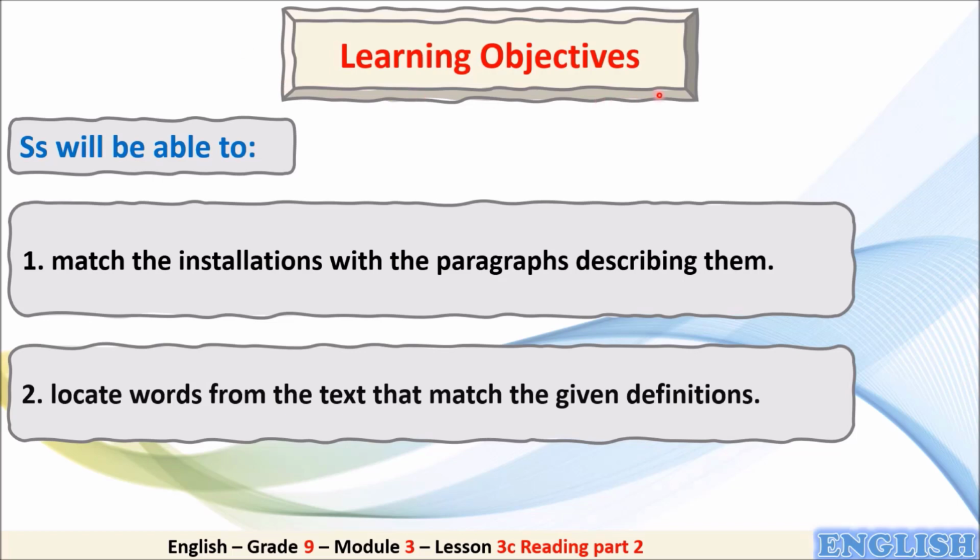Our learning objectives in this lesson: students will be able to: number 1, match the installations with the paragraphs describing them. Number 2, locate words from the text that match the given definitions.